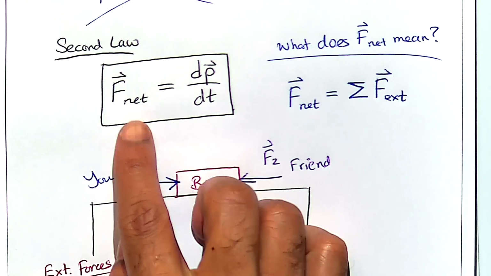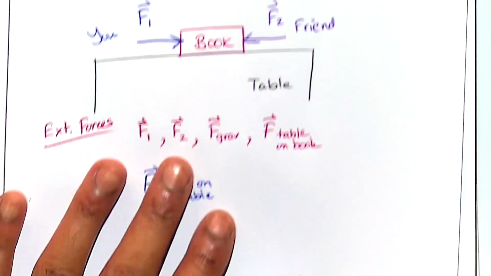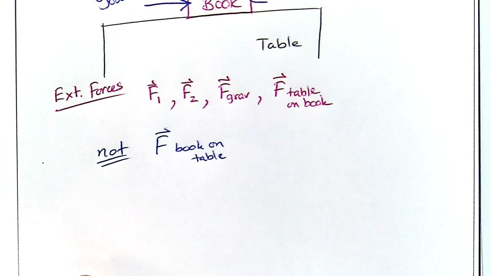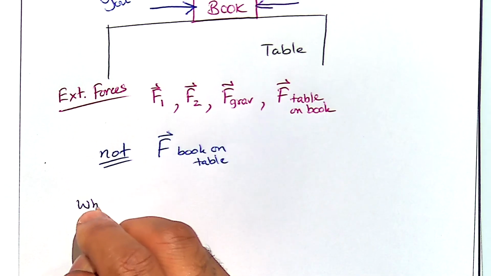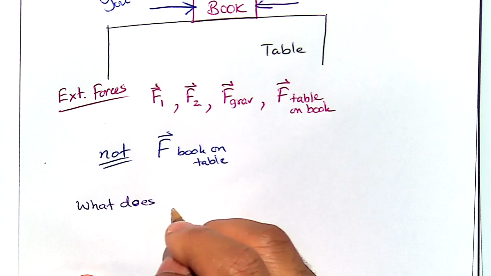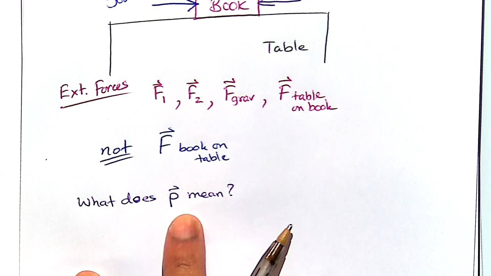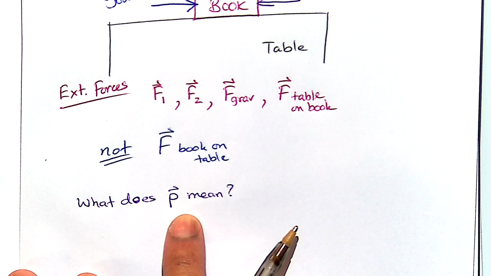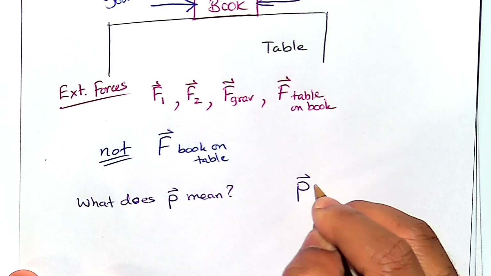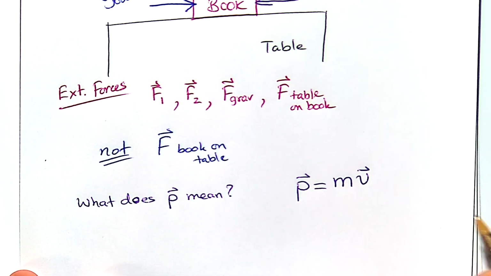Okay, so we talked about the left-hand side, the net force. What does that mean? Let's talk about P here. I said that was momentum. What does P mean? Also a vector. It also has a sense of direction. And momentum is defined as mass times the velocity.